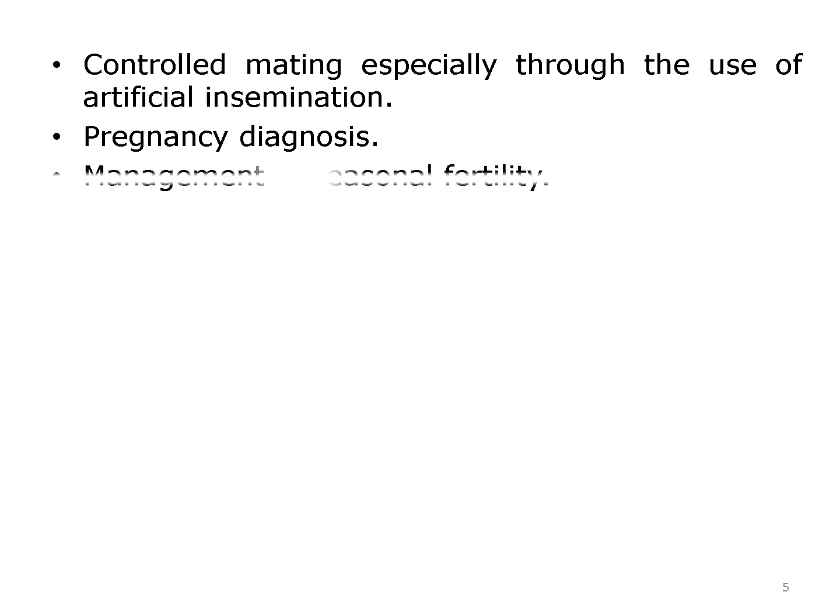Also, we can now carry out controlled mating, especially through the use of artificial insemination. We can also do pregnancy diagnosis very easily. At the same time, we can manage seasonal fertility. There are certain animals that only give birth in particular seasons. With improvement in animal breeding and genetics and the use of technology, we can now manage such animals.